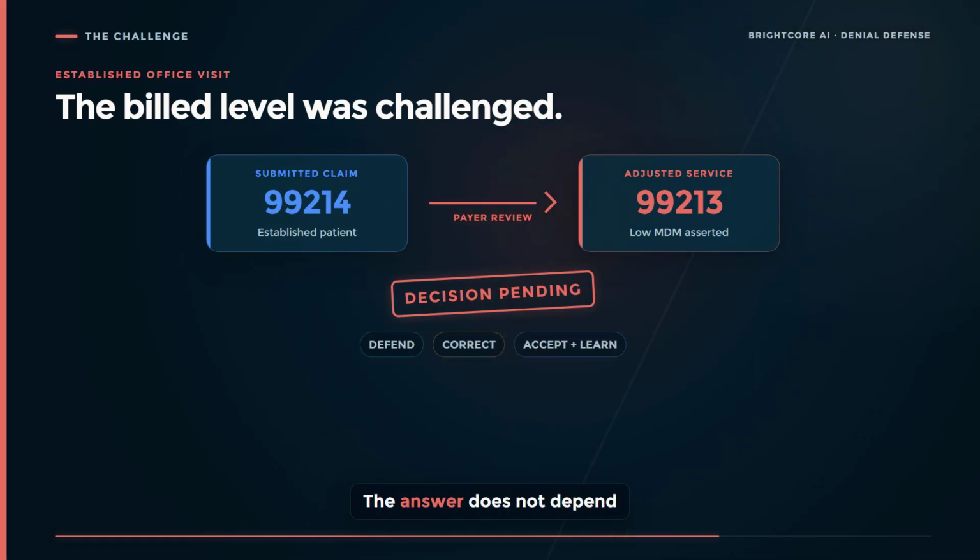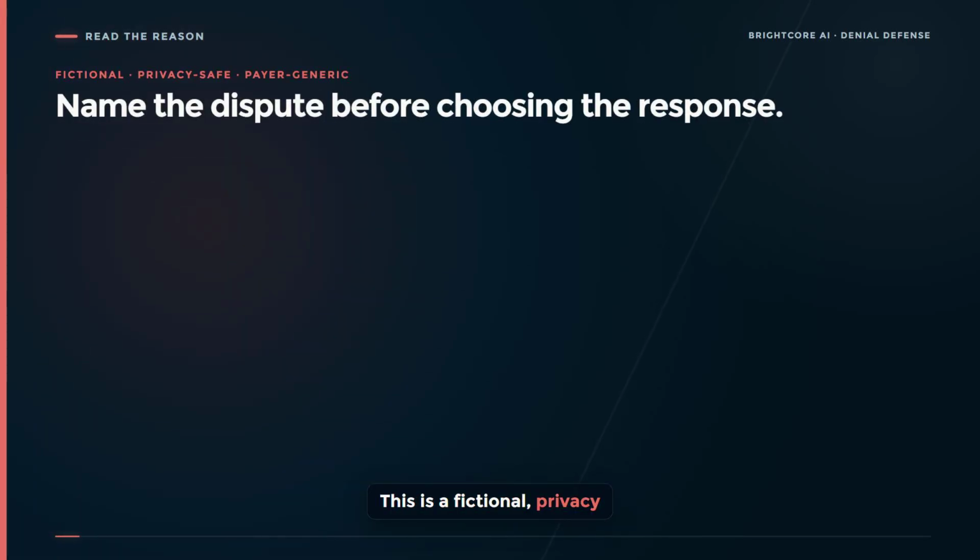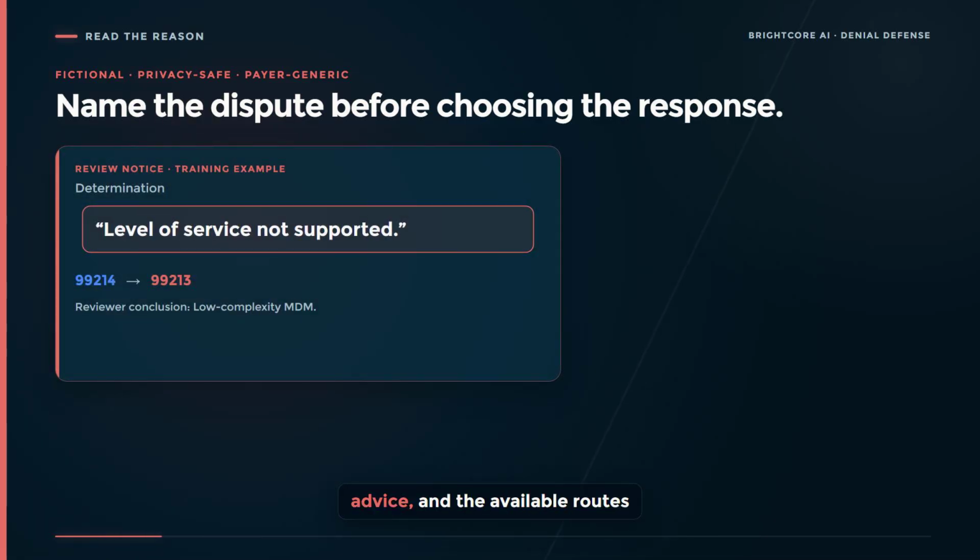The answer does not depend on how strongly we disagree. It depends on what the record can prove. For now, the decision stays pending. This is a fictional, privacy-safe training scenario. It is not payer-specific advice, and the available routes and deadlines vary.